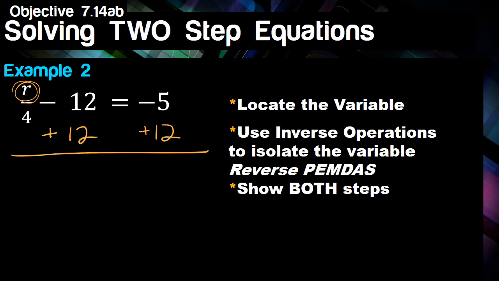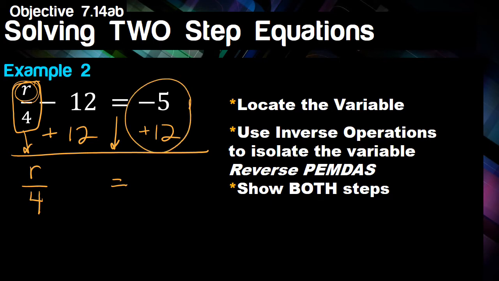So we're left with, we're going to bring all of this down right here. So we're left with r over 4. We bring down our equal sign. And then negative 5 plus 12 gives us positive 7. So there's our first step.